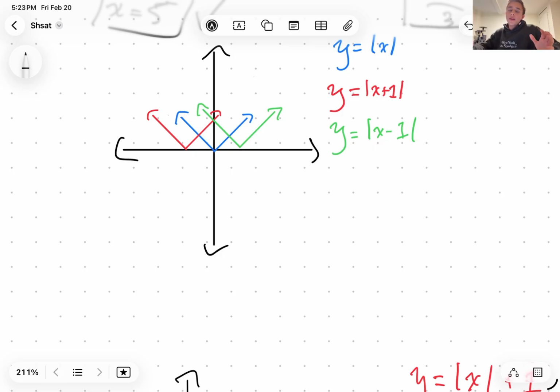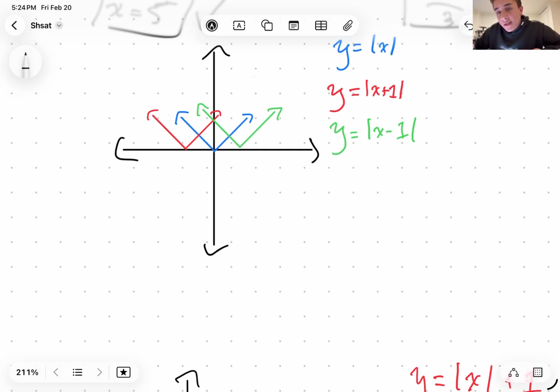So one thing you can do is horizontally translate it either to the left or to the right. This part is a little bit counterintuitive, but it makes sense if you think about it. If you add 1 inside the absolute value, the graph gets shifted to the left 1 unit. And if you subtract 1, or add negative 1, it gets shifted to the right.